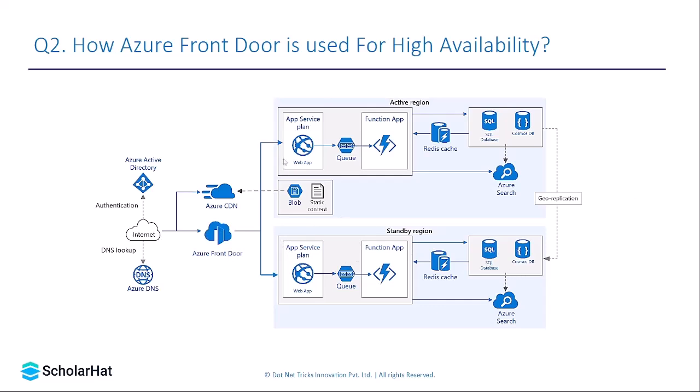With the help of Front Door, I can enable geo replication, and with geo replication, if the active region is down, the data can be served from the standby region as well. In this way, the application that we are deploying in Azure is available in the entire ecosystem and is available 24 by 7.